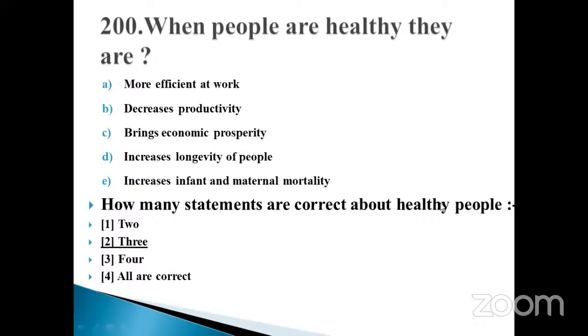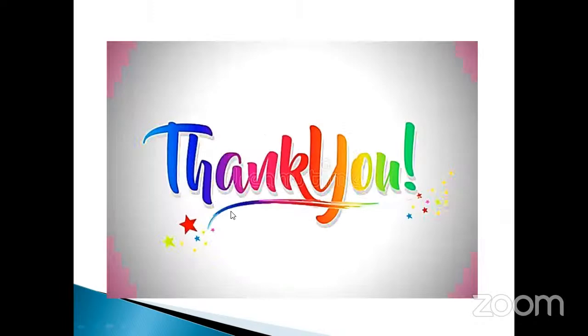So what are the 3? More efficient at work is correct. Decreased productivity will not come with healthy people. Bringing economic prosperity is also right. Increasing the longevity of people also applies. The last one, increased infant and maternal mortality, is the wrong statement. So only these 3 are correct, my dear students. The first session question is completely finished. We will pass on to the next one, the second question paper.